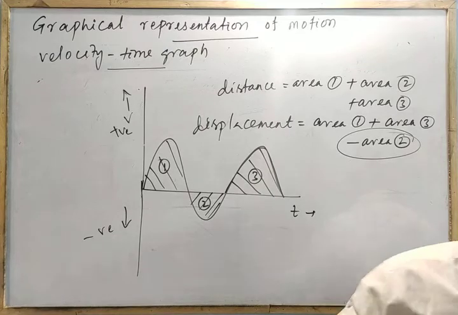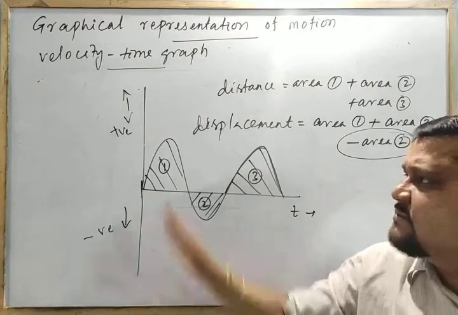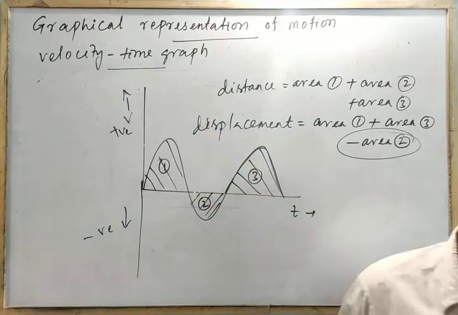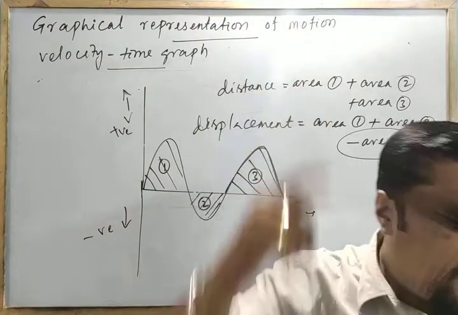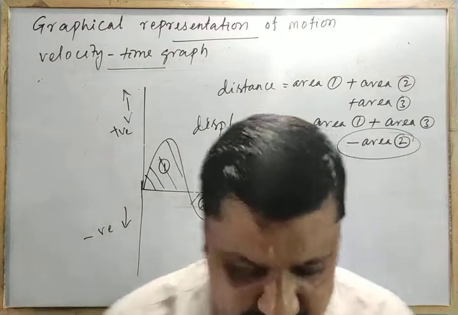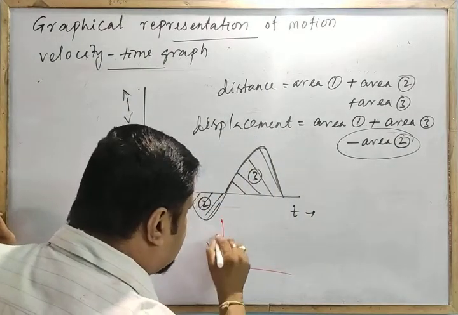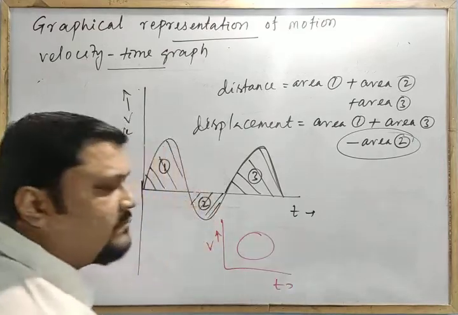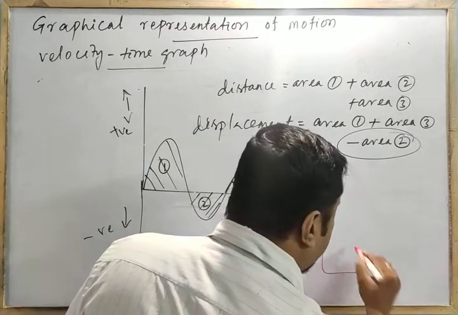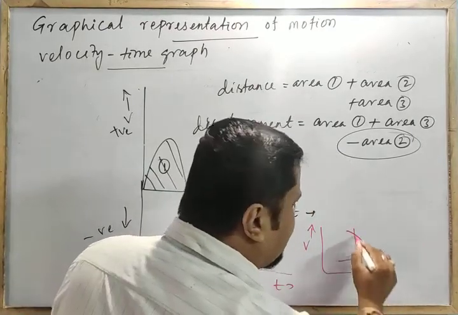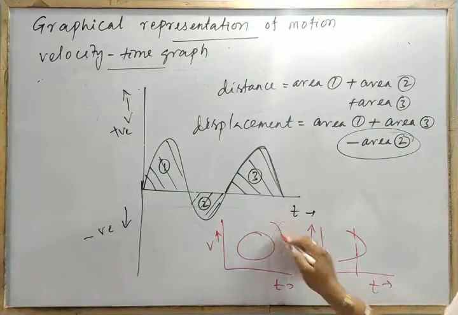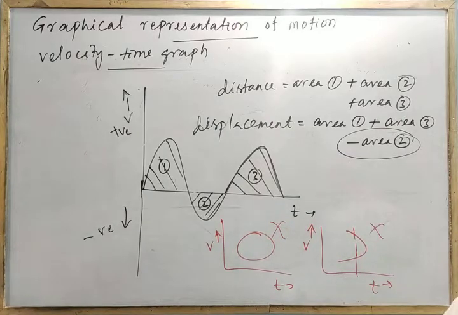Similarly, in the velocity time graph, you will never find a line perpendicular to the time axis, right? Because it requires infinite acceleration. Then you will never find a velocity time graph like a closed curve like this. Similarly, you will never find a velocity time graph like this, because at the same time there will not be two velocities. At the same time, the particle should not have two velocities. You will never get this type of graphs.